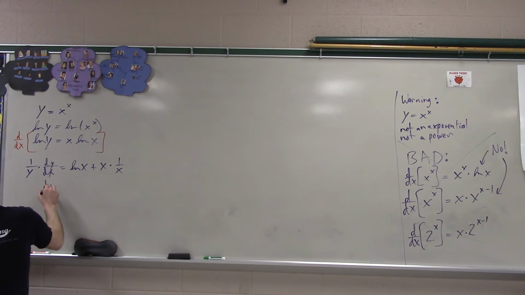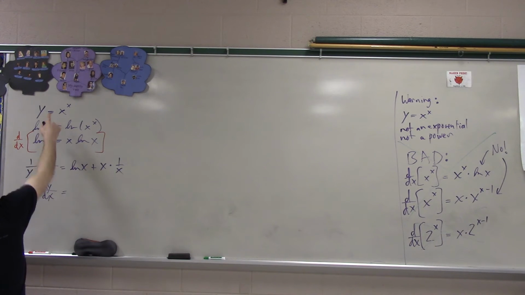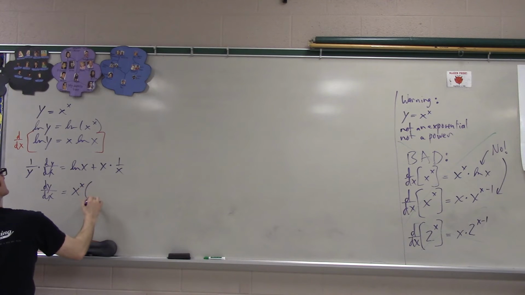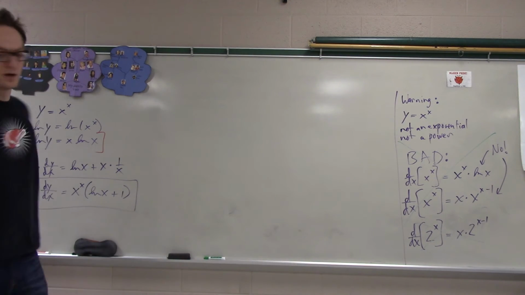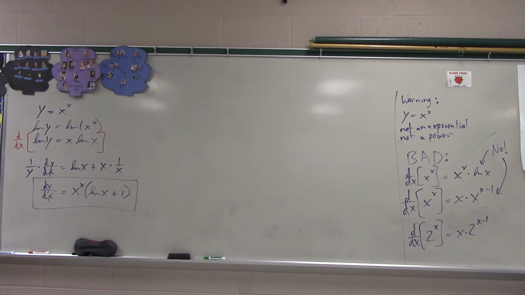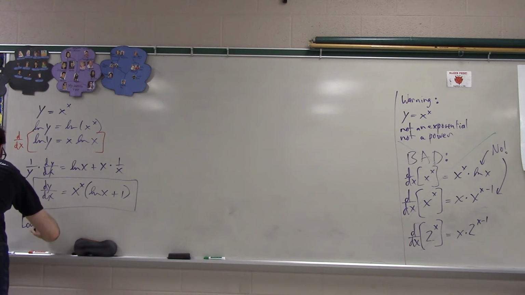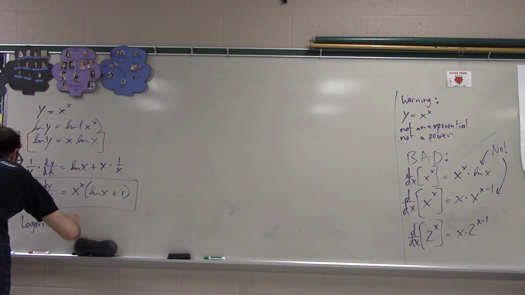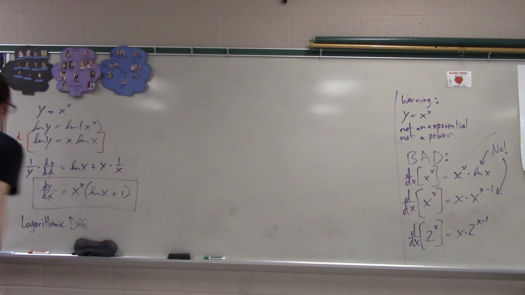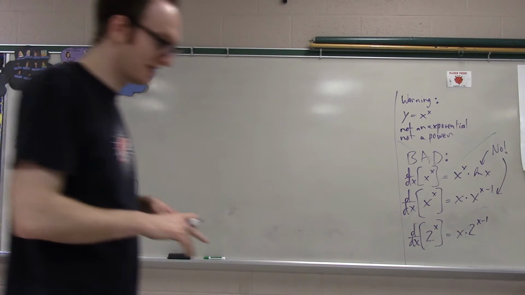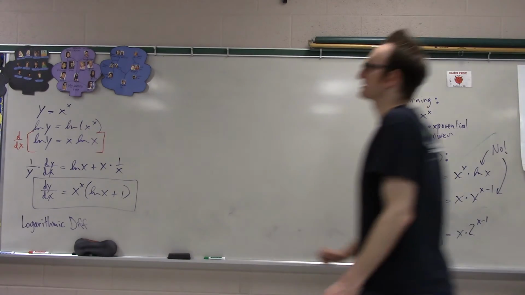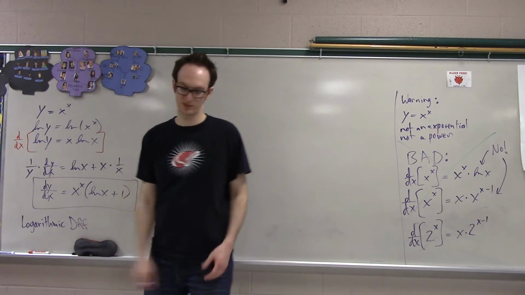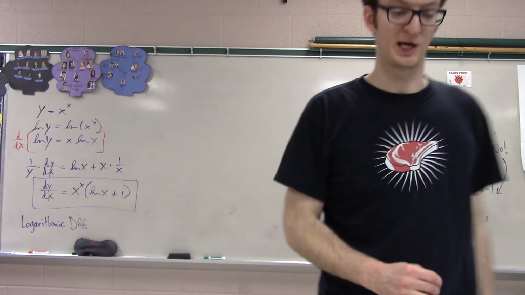And so what we get is that dy dx is, multiply both sides by y, which is just x to the x, times x plus 1. Awesome! This is another example of logarithmic differentiation. And logarithmic differentiation is, again, this process by which we start with a problem that has nothing to do with logarithms, but take the natural log of both sides to enable us to more easily differentiate.